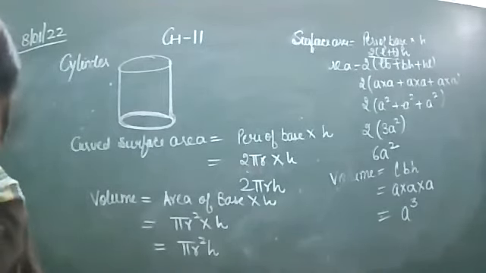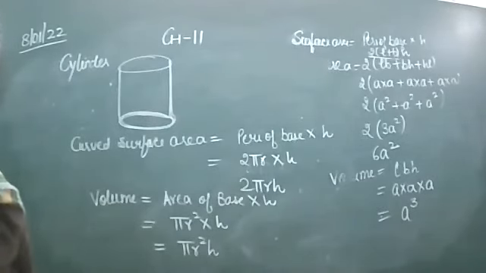Okay. There are two cuboidal boxes whose dimensions are given: length, breadth, and height. Both have different length, breadth, and height. Which box requires the lesser amount of material?